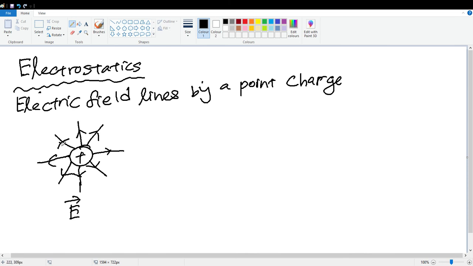So I can conclude that the electric field lines by a positive charge point outwards in these eight directions. Okay, so this shall be the electric field lines of the positive charge, and we have the negative charge. So let's draw these lines as well.